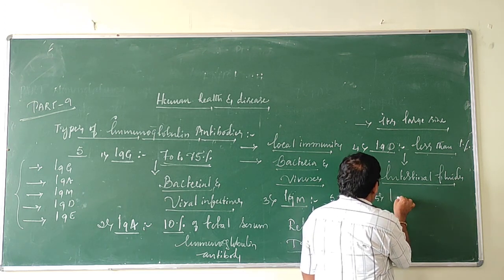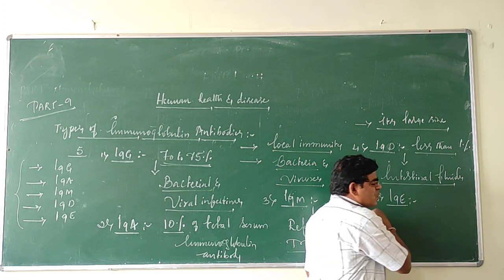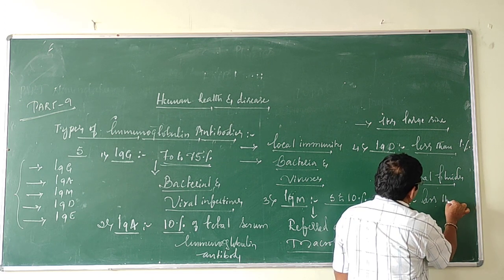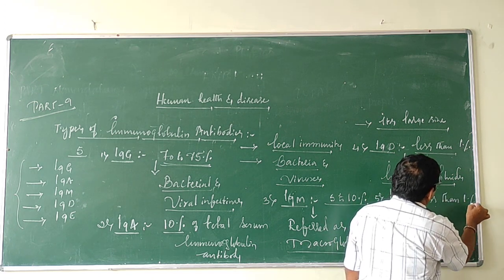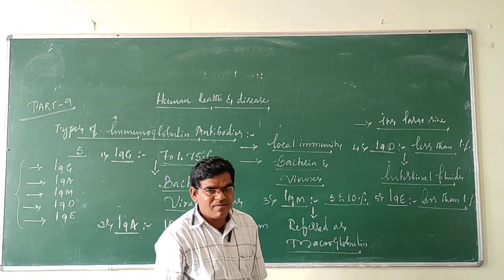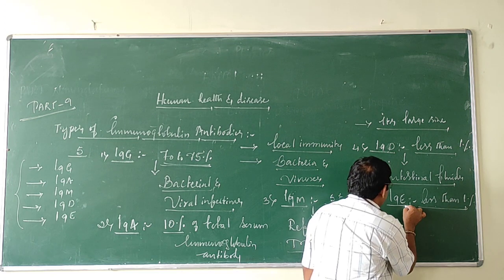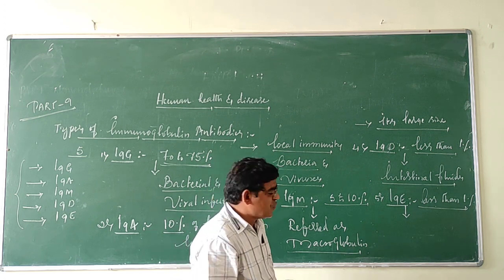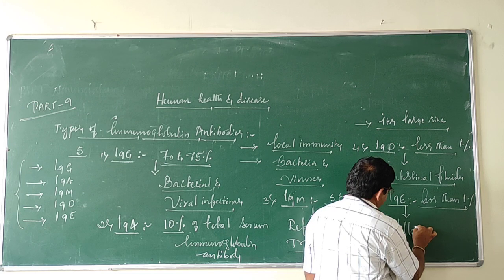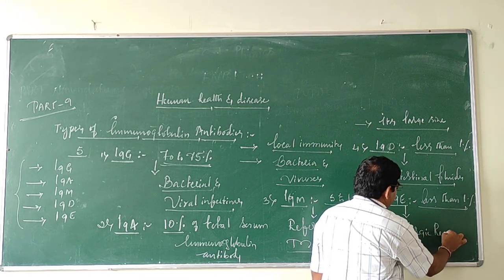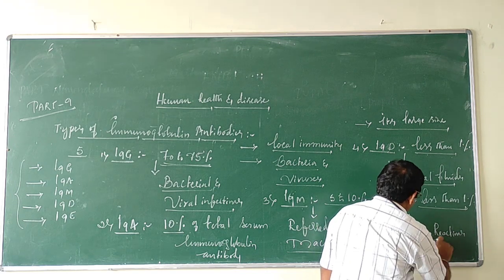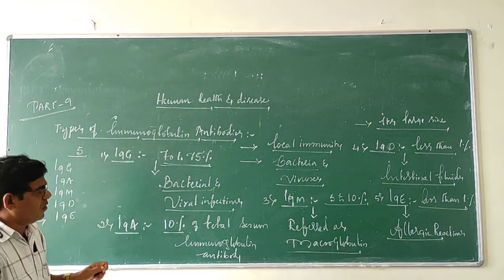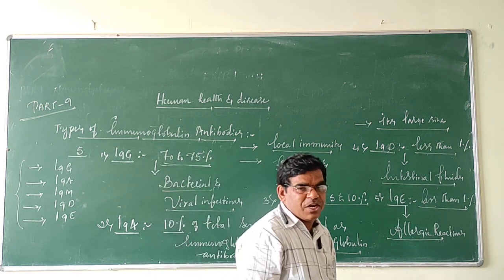Last, the fifth one, IgE antibody. It also constitutes less than 1%. These IgE antibodies are produced at the time of allergic reactions. So these are the 5 major and very important antibodies produced in our body.